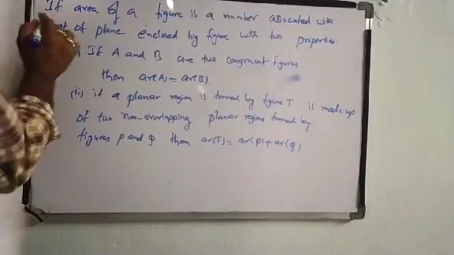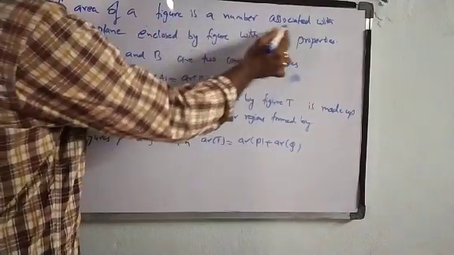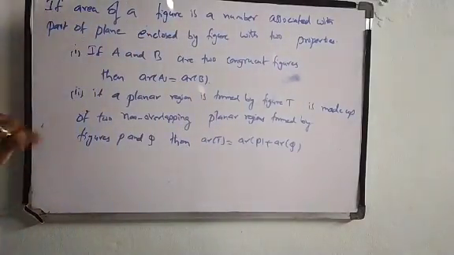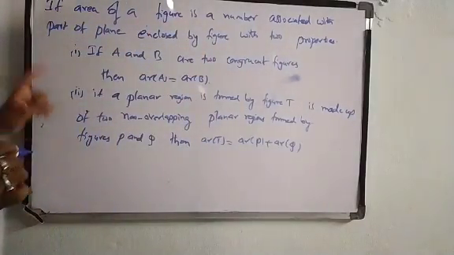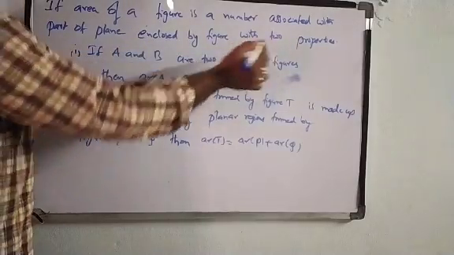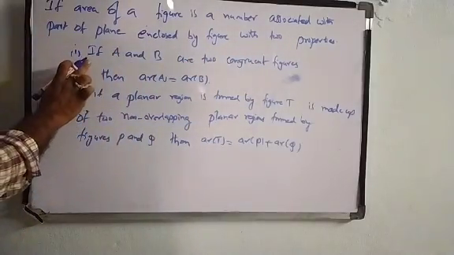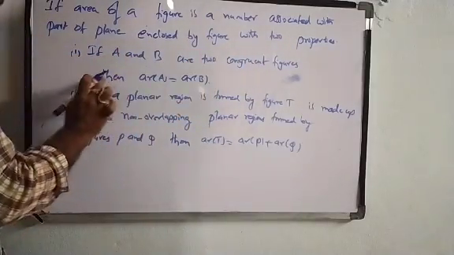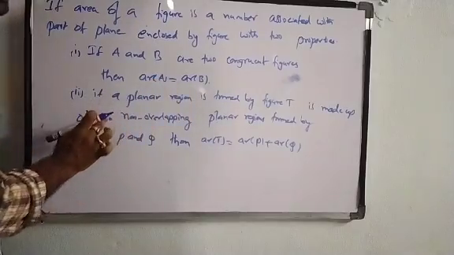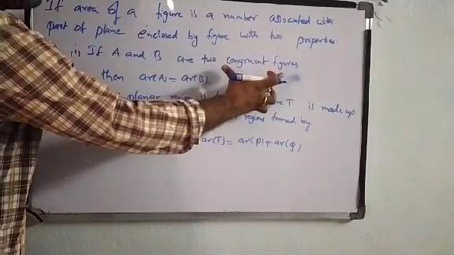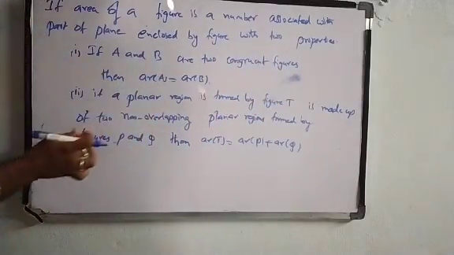Next, the area of a figure is a number associated with the part of the plane enclosed by the figure, with two properties. So we can find the area of any figure by using the two properties. If A and B are two congruent figures, then area of A is equal to area of B. Already we have discussed this. If two figures are congruent, then their areas are equal.